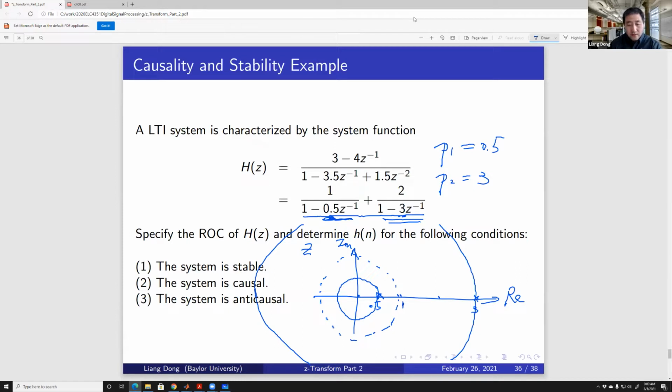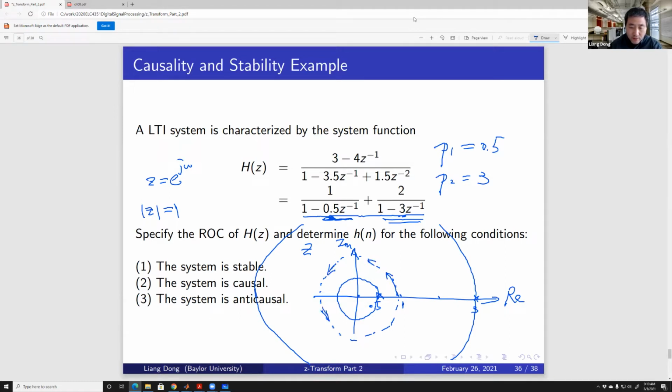So the system is stable. If the system is stable, I will have to get this unit circle within the region of convergence. The reason is that only the unit circle actually makes physical sense. Whenever I need to check the signal in the frequency domain, I am taking z equals e to the power j omega, or in other words, I'm taking the absolute value of z equal to 1. So I'm not going to look at its amplitude, only at its phase, e to the power j omega.